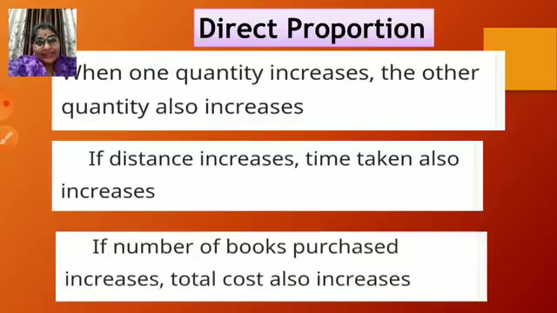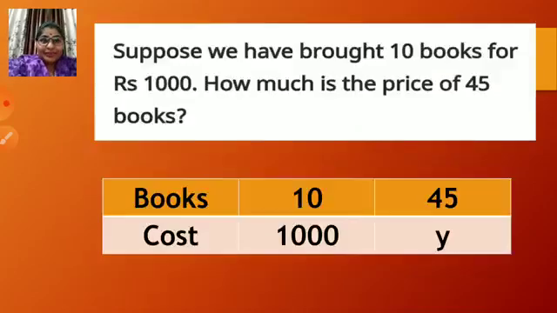One more example, let us see. If the number of books purchased increases, then the total cost also increases. Suppose you have paid 20 rupees for 2 books. So for 3 books you will pay 30 rupees, for 4 books you will pay 40 rupees, if each book costs 10 rupees. Like this, if the number of books you are purchasing is increasing, obviously the cost that you are going to pay will also increase, right? So these are examples of direct proportion.